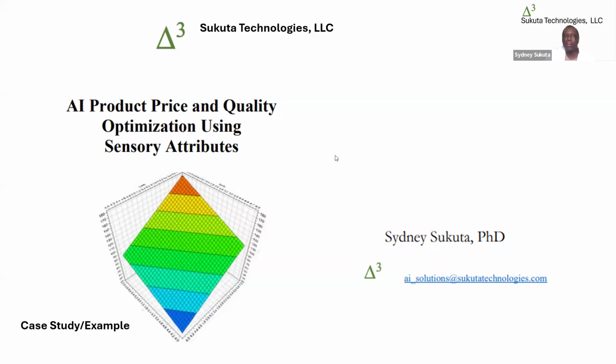Today we'll talk about how to use AI to optimize the price and quality of a product using sensory attributes, such as those people obtain from sensory panelists. Again, this is a case study. We're not saying that what I'm going to show you now is the only thing we do. We're just going to use that data as an example, and you need to think about how that can apply to your situation.